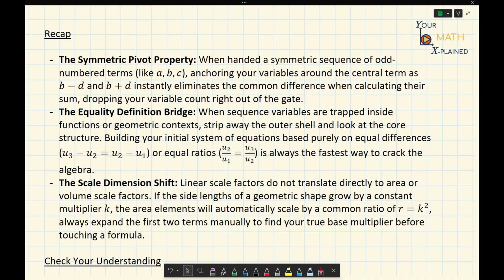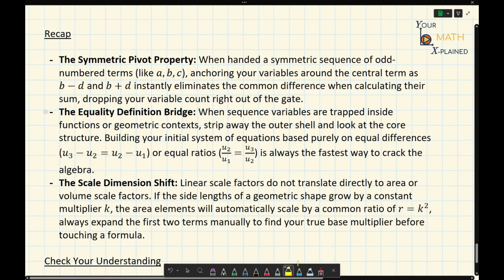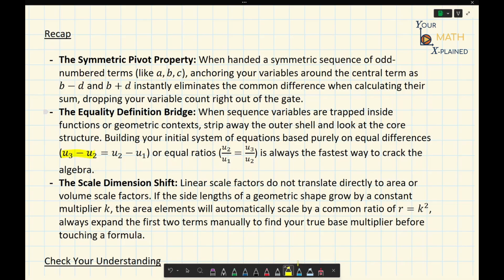We saw that when your sequence variables are algebraic expressions, you want to use the definition of the common difference or the common ratio to set up your equations. So things like setting u sub 3 minus u sub 2 equal to u sub 2 minus u sub 1 for arithmetic sequences, or u sub 2 divided by u sub 1 equal to u sub 3 divided by u sub 2 for geometric sequences will be the fastest way to crack the algebra.